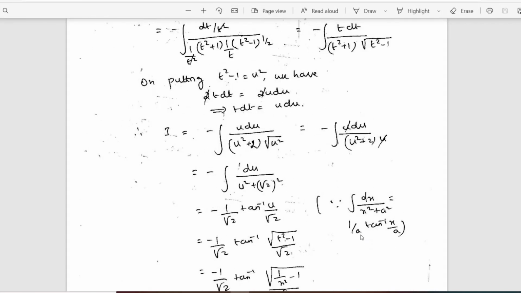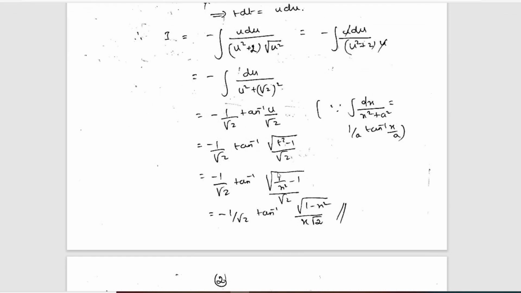What is the formula? 1 by a tan inverse x by a. What is a here? This is the form x square plus a square. Here u is the variable, so a is root 2. So 1 by root 2 tan inverse of x by a, where x is u: u by root 2. What is u? u square is t square minus 1. Therefore, u is the square root of t square minus 1. So it is the square root of t square minus 1 by root 2.